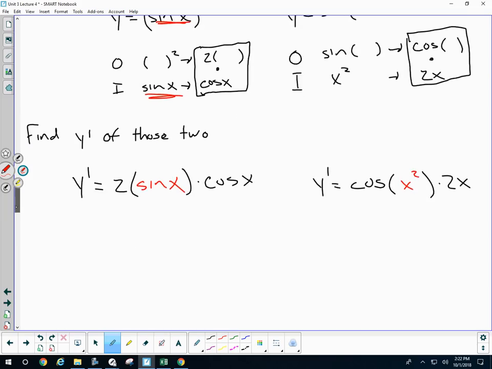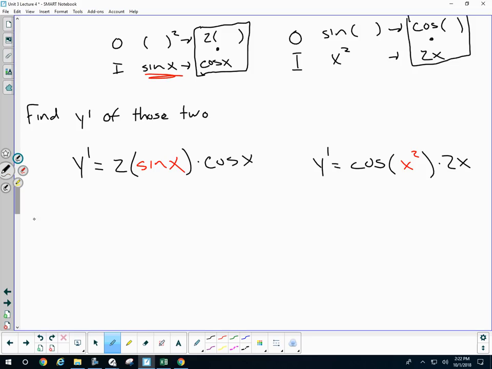We got some space, okay. Right below these, on the same page, find y prime if y is x cos x squared. And I want to see how many of you are going to make the mistake I think you're going to make.